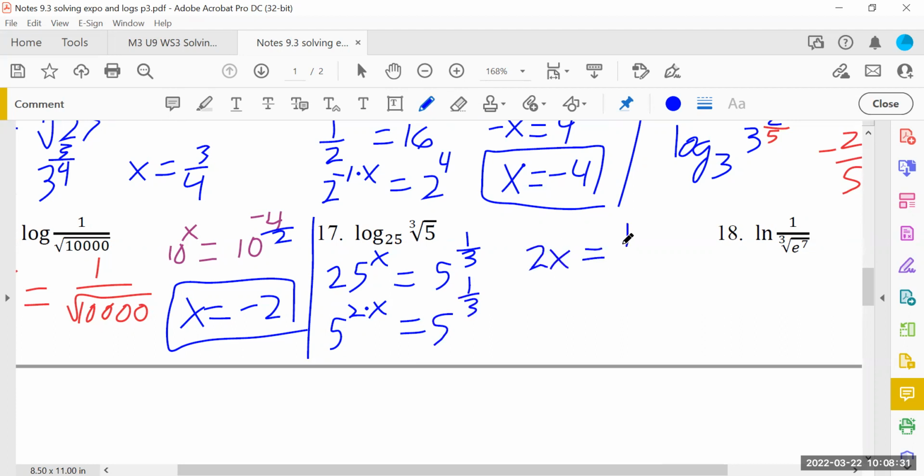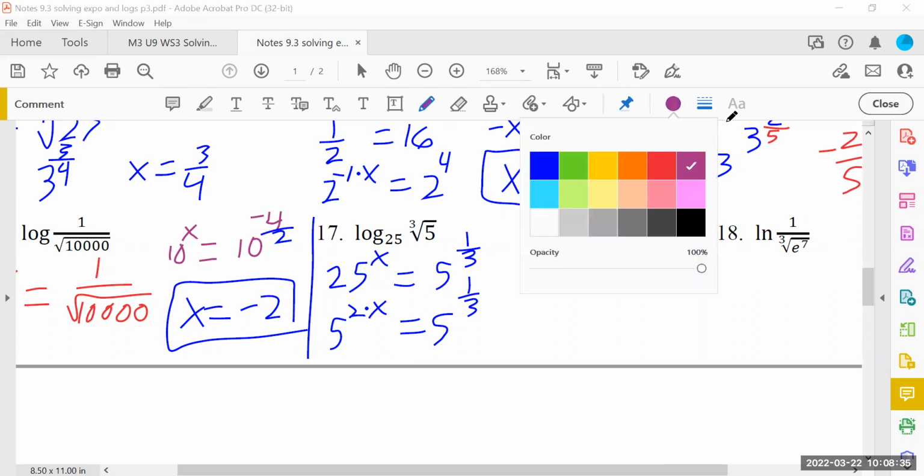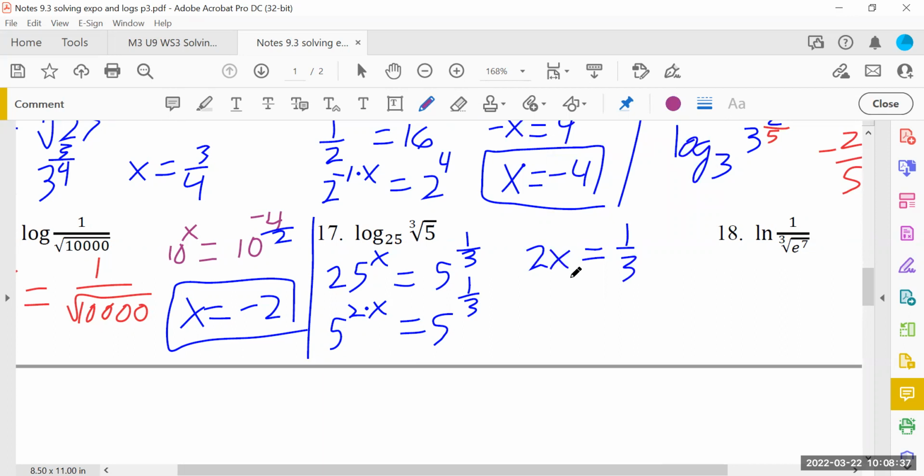2x equals 1/3. Now this was throwing some people off in the last class. What am I going to do here to solve for x? Divide by 2. How do I divide 1/3 by 2? Multiply the bottoms. Or you could even rewrite this as 1/3 times 1/2, if that made more sense to you. Either way, it's going to be 1 over 6.